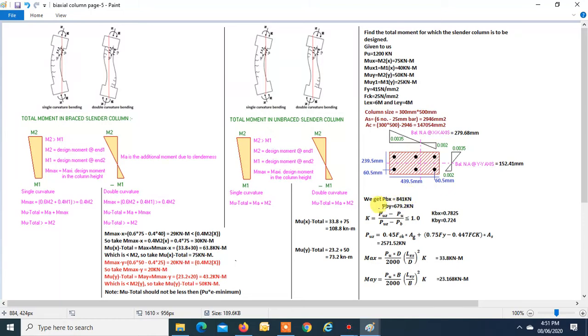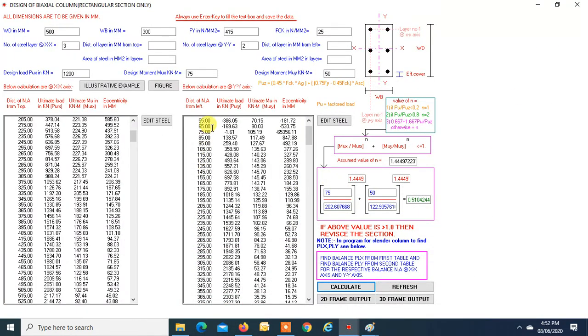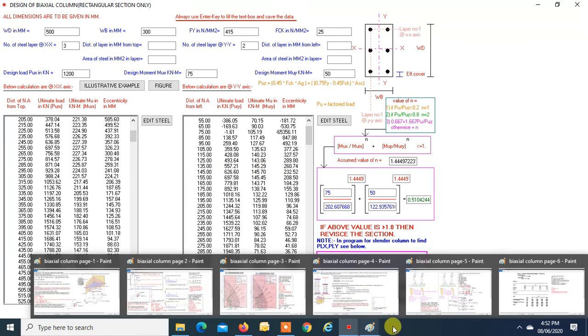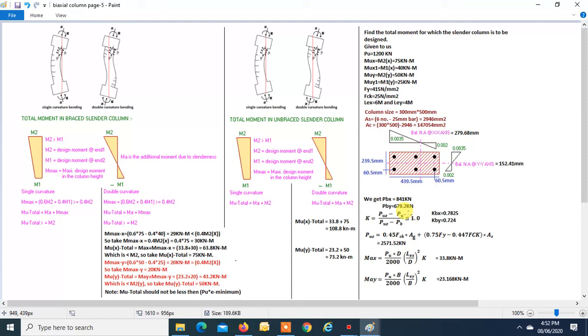Similarly, PBY. So the balanced depth of neutral axis is 152.41. So we will see this table. 152 comes between these two values. So you have to find the corresponding PBY by interpolation. It will come between these two values, and that is found to be 679.2.